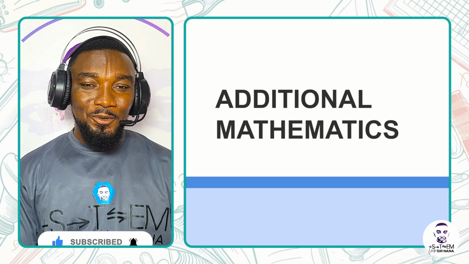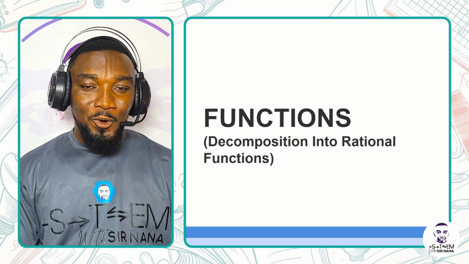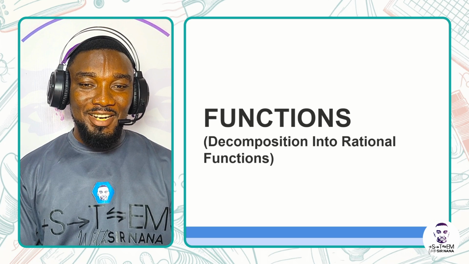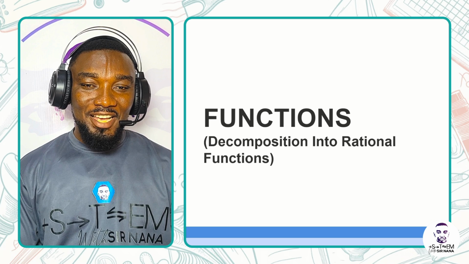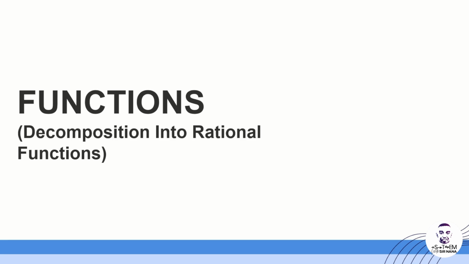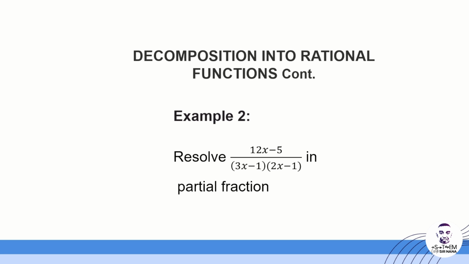In this lesson, we want to look at another example on how we can decompose rational functions into partial fractions, where we consider the linear type. Now, let's consider the example. It says resolve 12x minus 5 all over (3x minus 1)(2x minus 1) into partial fractions. So we want to look at how we can resolve this in partial fractions.